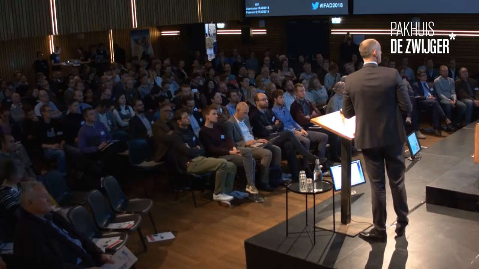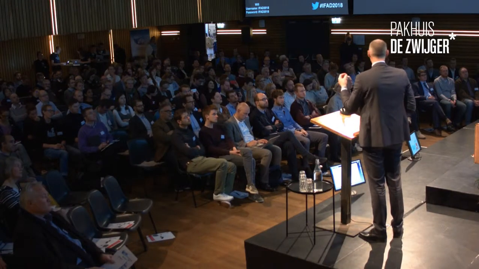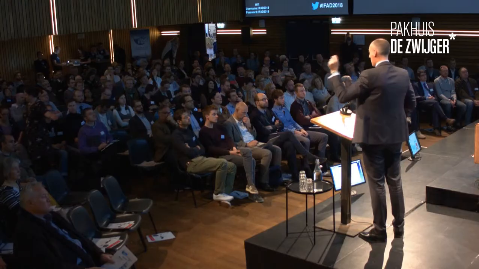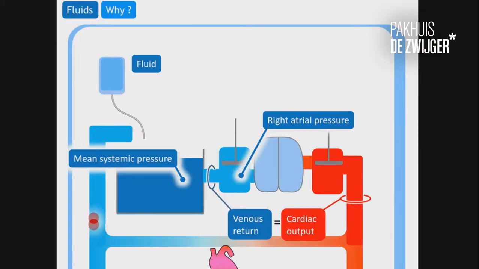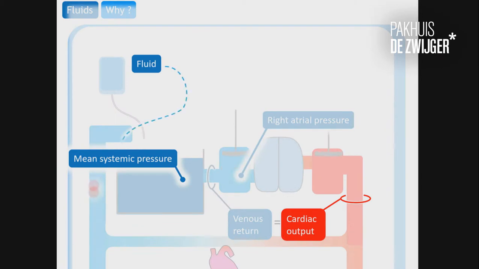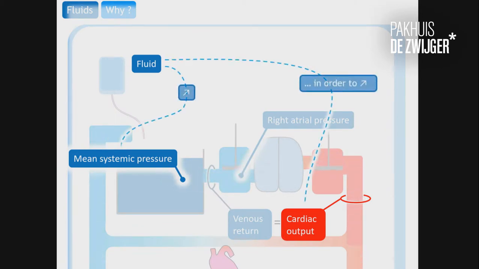What's also obvious is that the venous return is determined by the gradient between the mean systemic pressure and the right atrial pressure. So, in fact, it means that with fluids, we want to increase the mean systemic pressure in order to improve cardiac output. This is basically, physiologically, what we expect from fluid administration.